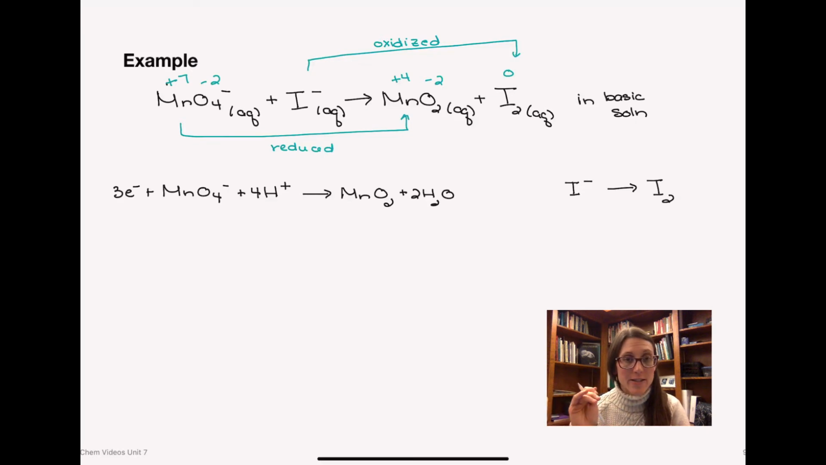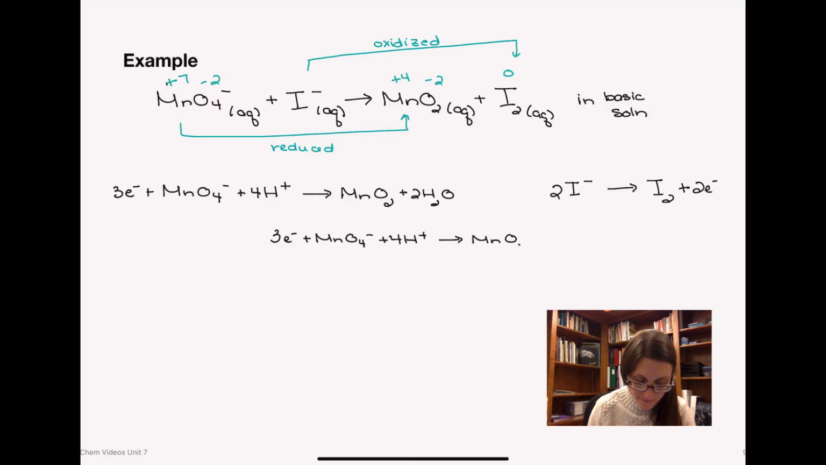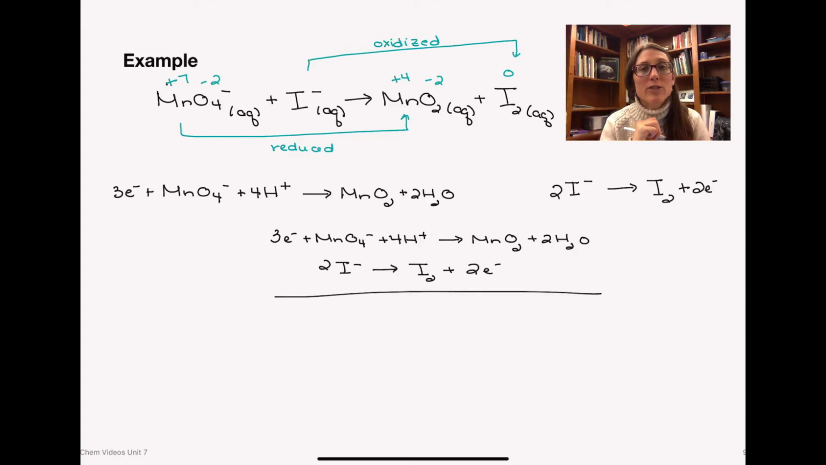The reduction half reaction is now balanced, so we'll go to the oxidation half reaction, balancing the iodine by adding a coefficient of 2 in front of the I-, and then balancing the charge by adding 2 electrons to the product side. We can then add our equations. And just as we did before, you have to make sure that you've got the same number of electrons being gained and lost in these processes. And so we're going to need to multiply these equations. We'll need to multiply the top equation by 2 and the bottom equation by 3 so that we have 6 electrons being gained and 6 electrons being lost.